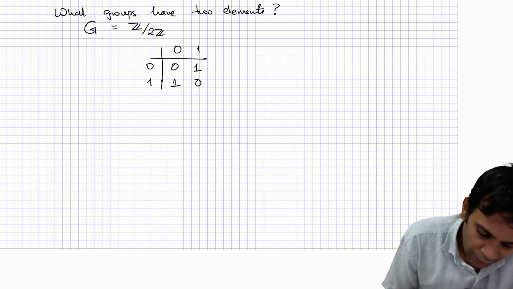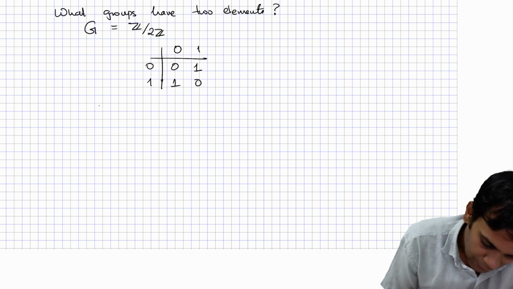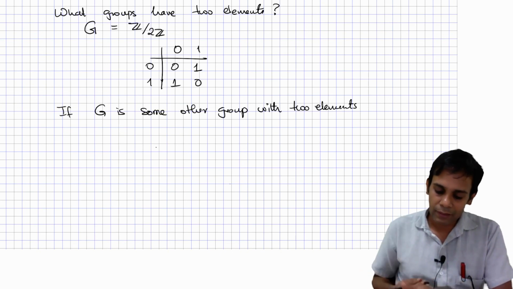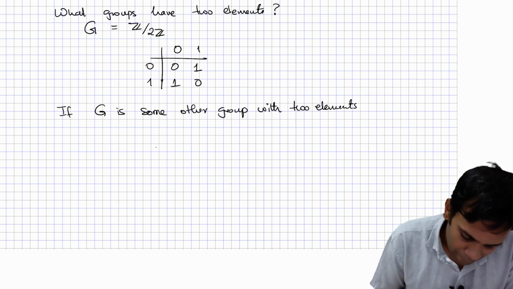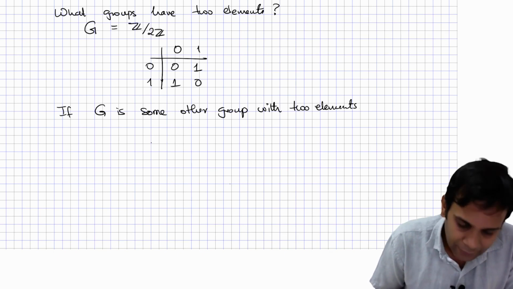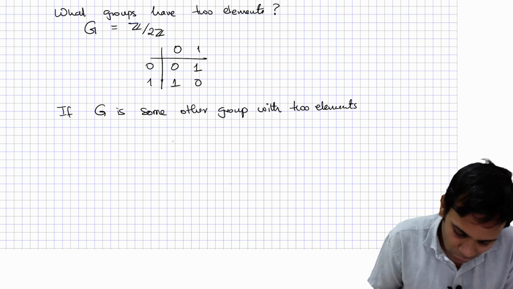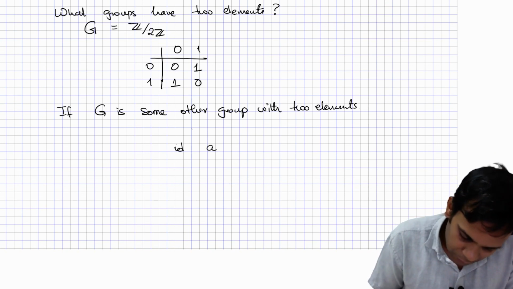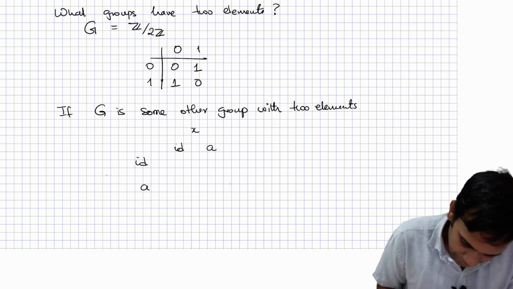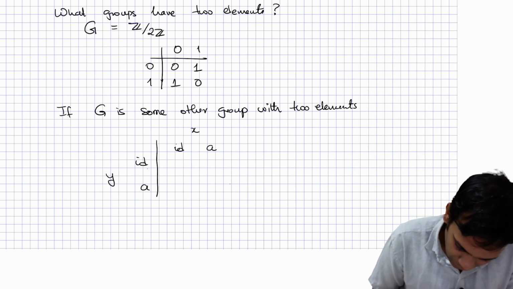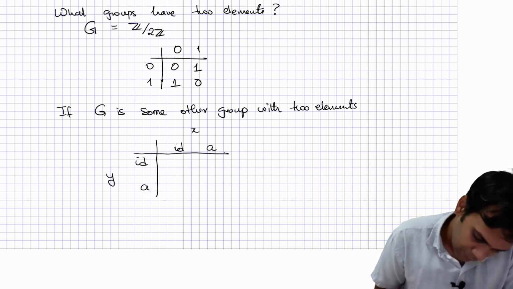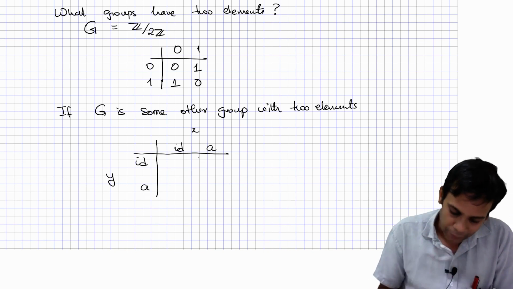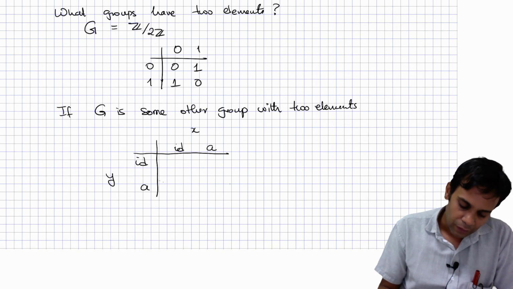Okay, but suppose I have some other group with two elements. So now suppose G is some other group with two elements. Then one of those elements is going to be the identity, and the other element is going to be something, we'll call it A. So this group is going to have two elements, identity and A. And let's write down the multiplication table. So I have to write down X dot Y. What can it be in this group?